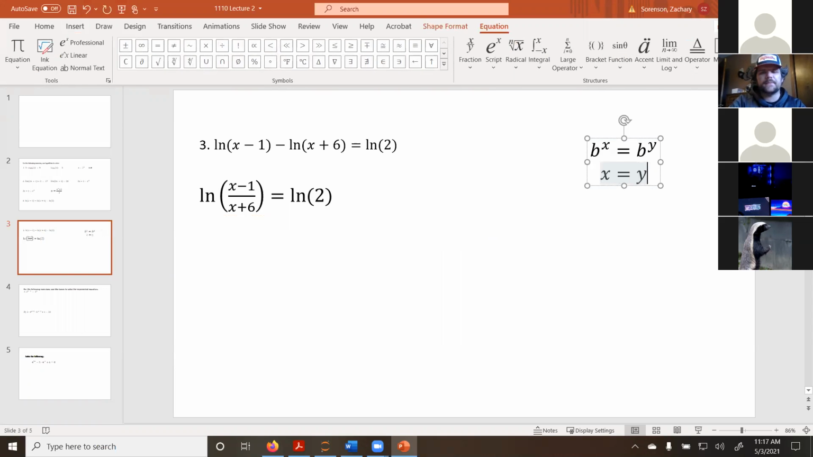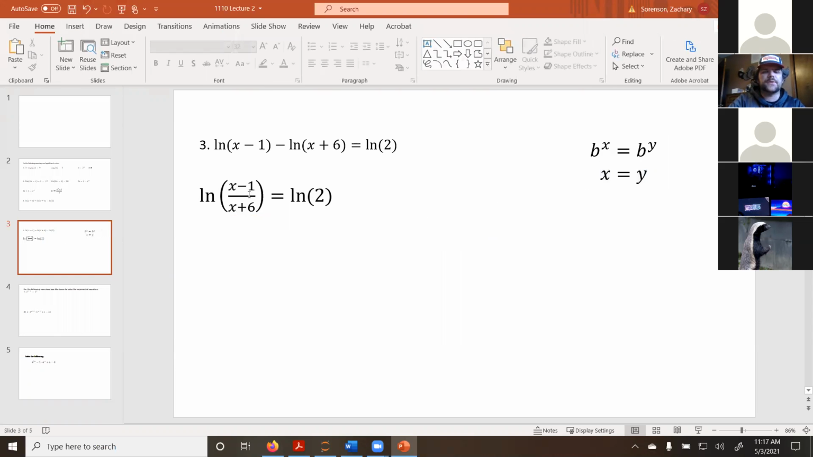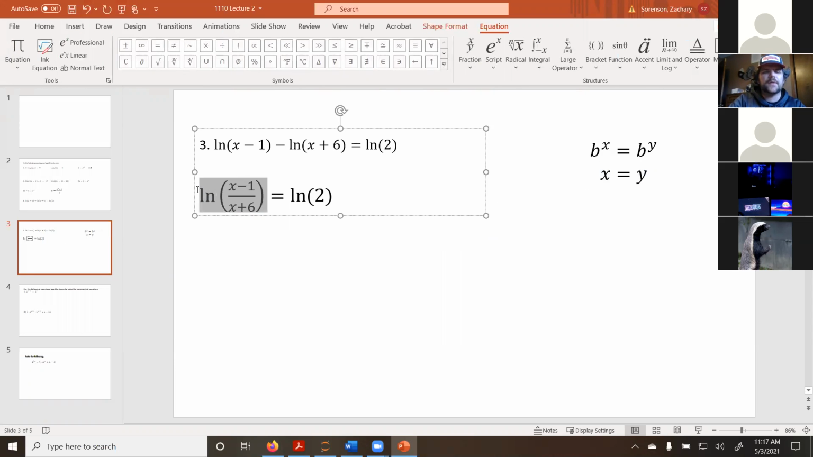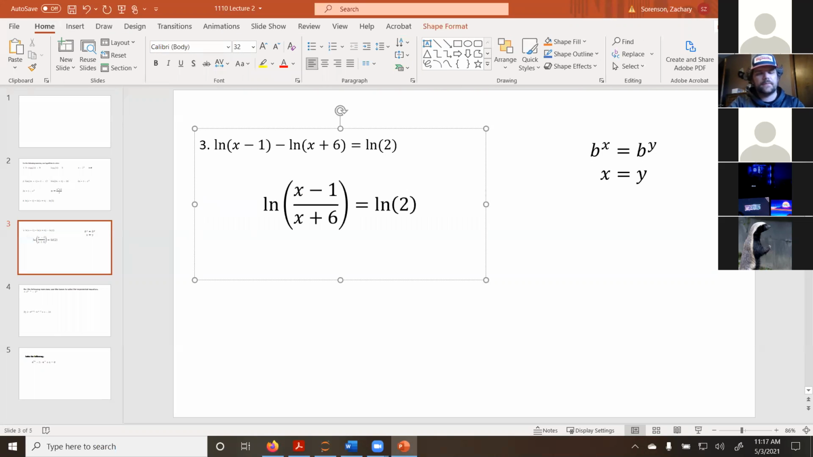So a similar shortcut here. If I have a single logarithm on the left side, a single logarithm on the right, and they're the same log, so they're both ln in this case, then I can just drop the logs and I have a nicer equation that I could solve without knowing really anything about logs at that point.